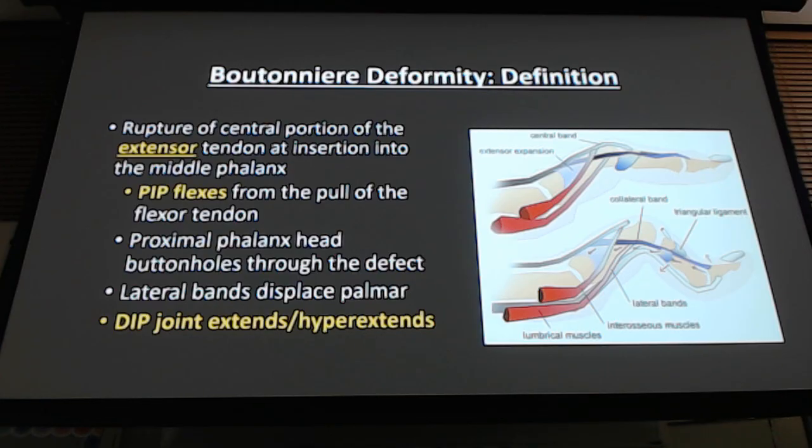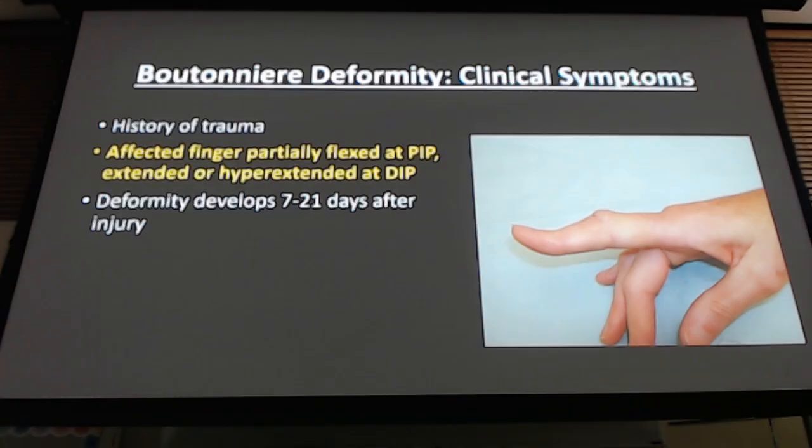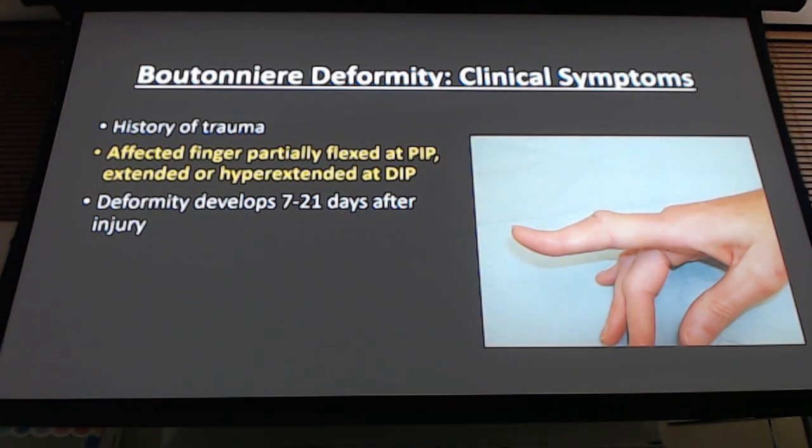So the lateral bands displace palmar. Again, palmar is another word for volar, correct? And the DIP joint extends or hyperextends. So the PIP flexes, and the DIP extends or hyperextends, correct? That's going to be important to remember when we start talking about other finger deformities. So when you see it, it looks just like that.